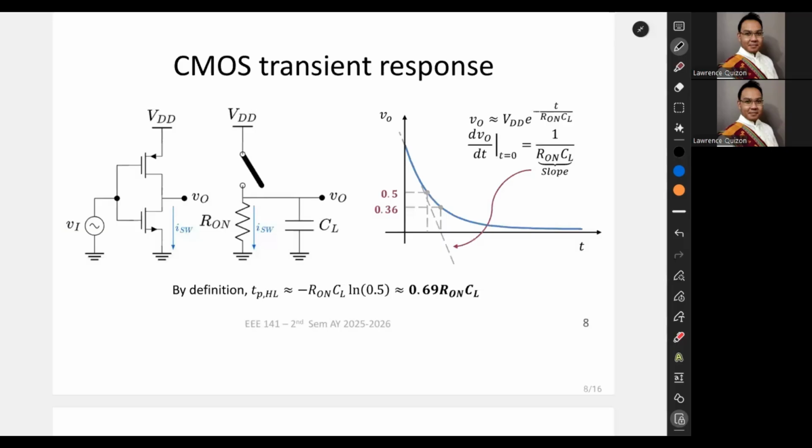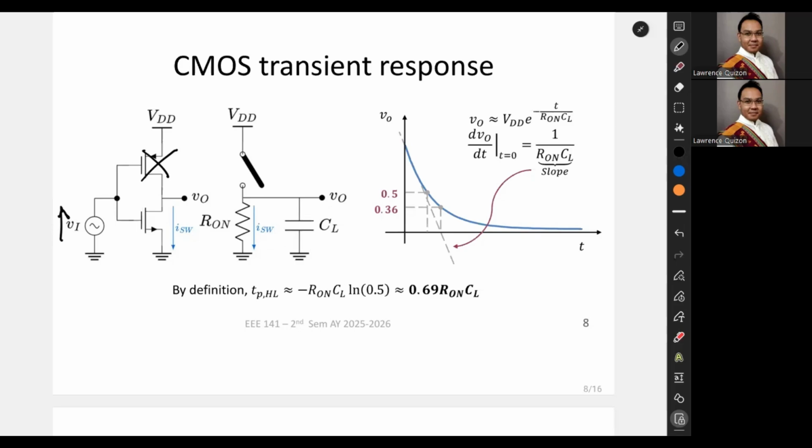So with that, here is the transient response of a CMOS inverter. Typically, it's just the CL really that contributes significantly to the transient response of a CMOS inverter. So for example, here, we turn Vin up at time equals 0. If Vin goes up at time equals 0, then the PMOS is off and the NMOS is on.